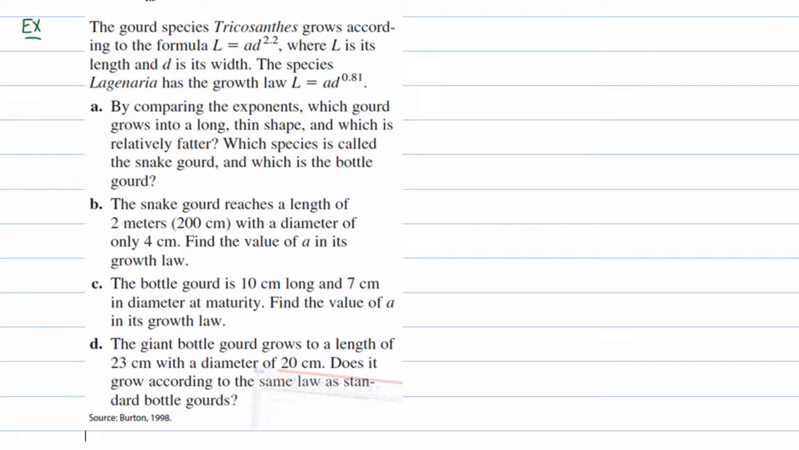Okay, and we've already determined the snake gourd's equation is L equals AD to the 2.2. It's the one that has the higher power. Well, they give us a couple pieces of information. When they give you two pieces of information, that essentially gives you two of the variables here, which means you only have one unknown that you can solve for.